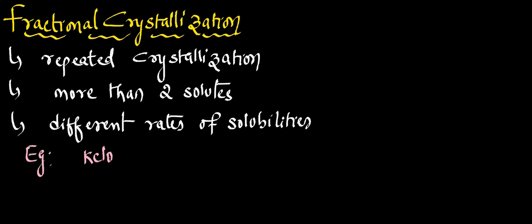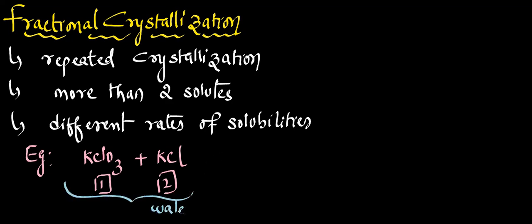I'll just consider potassium chlorate and potassium chloride. So this is the first component and this is the second component, and both have to be separated. Both are soluble in water. What is a suitable solvent for these two? The suitable solvent for them is water. So both dissolve in water, and the impurities are also present. Apart from the impurities, we also have to separate these two components. So how is this possible? What is the principle here? They have different rates of solubilities. Potassium chlorate is less soluble in water, and potassium chloride is more soluble in water.